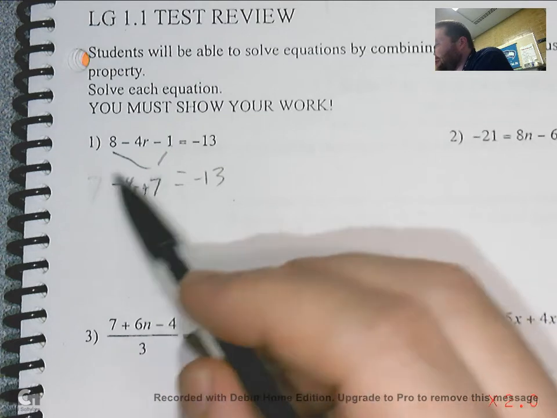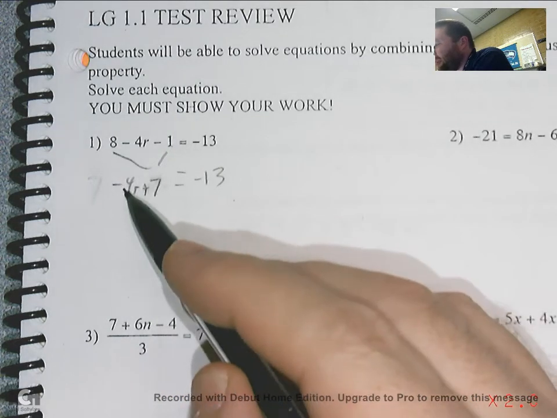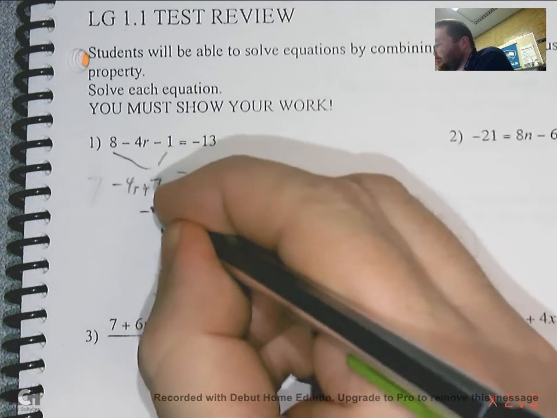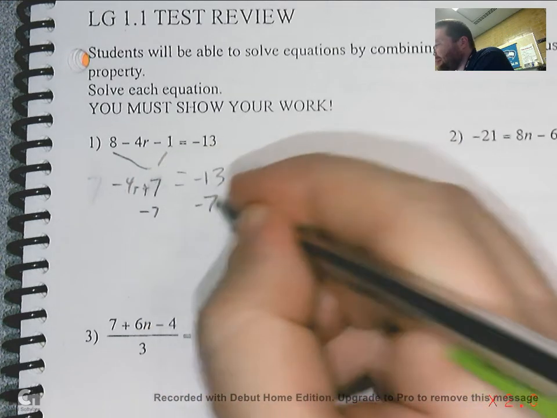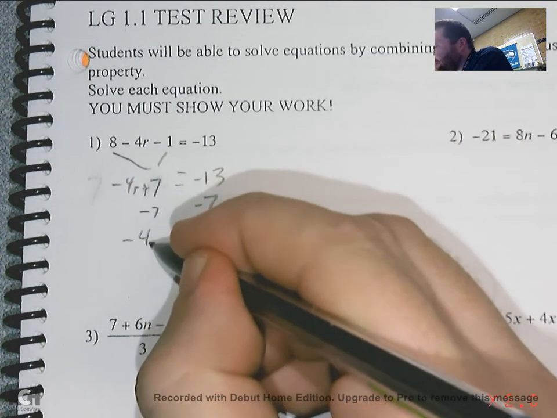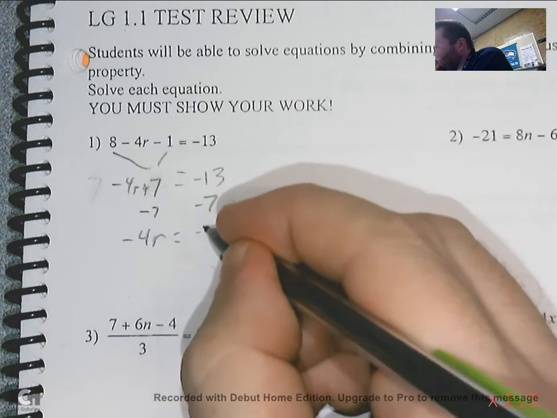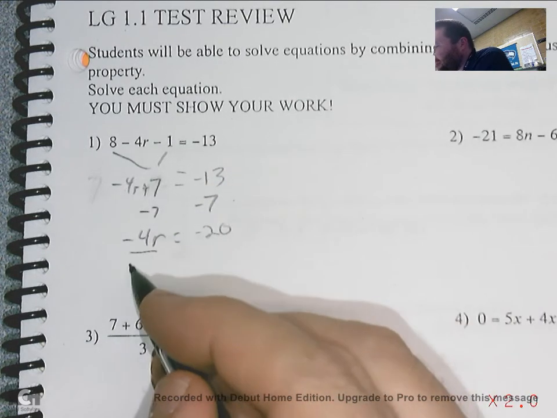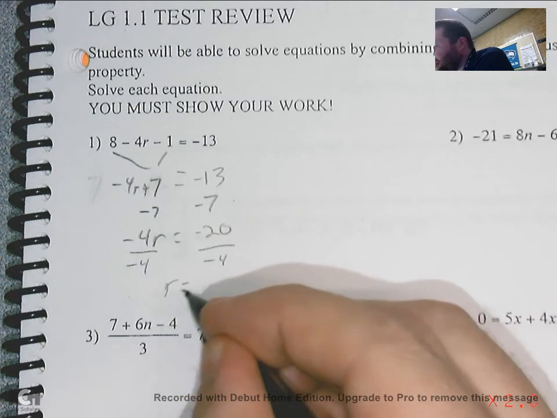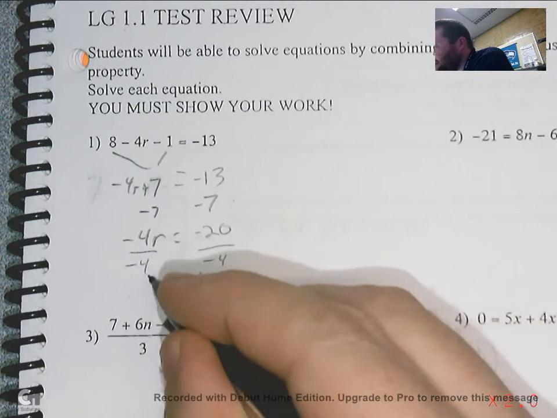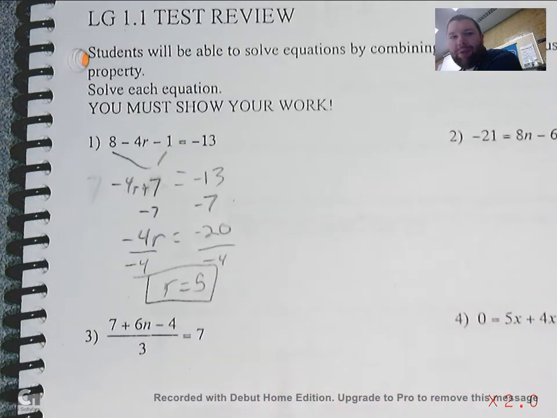Okay, now it's just a party problem. So we have a best friend and an acquaintance. We're going to move the acquaintance first. It's adding, or positive, so we'd subtract it. That would give me -4r is equal to -20. And then to get rid of the best friend, I would divide by -4, and r is going to equal +5. Okay, not too tough.